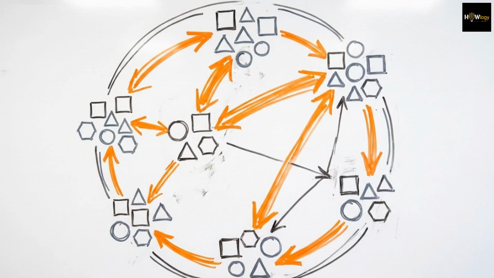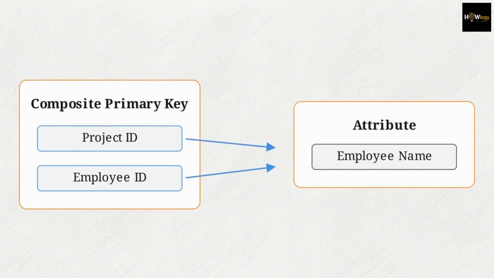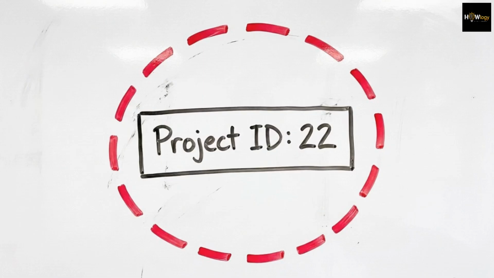This stage is entirely focused on hunting down what are called partial dependencies. A partial dependency happens when an attribute, like an employee's name, only depends on part of a composite primary key. In our table, Alice's name depends on her employee ID, but it has absolutely nothing to do with the specific project ID she happens to be working on.